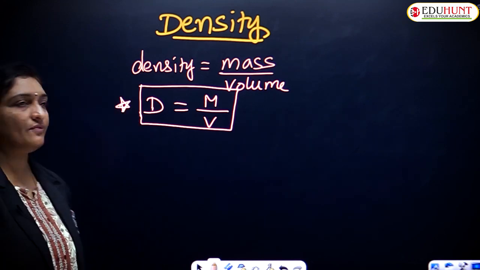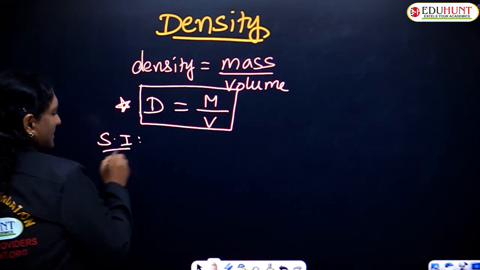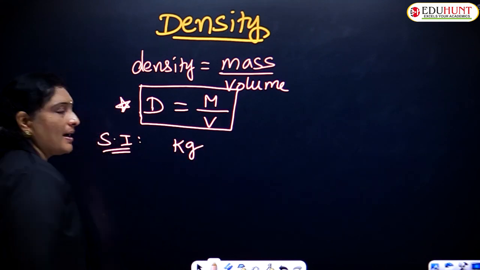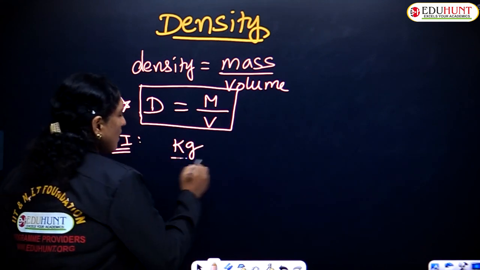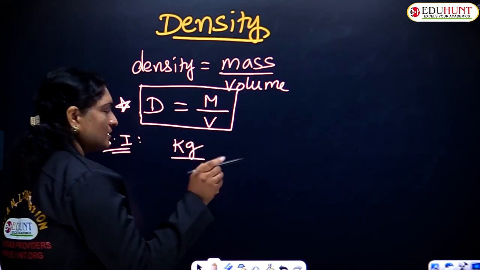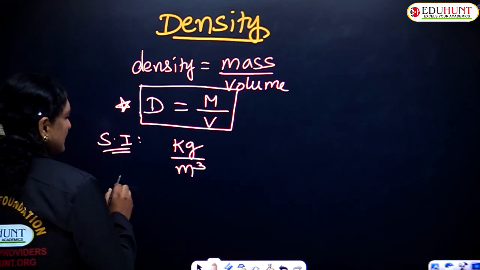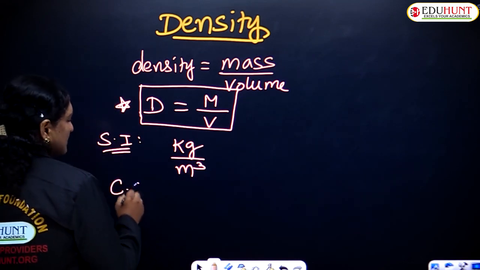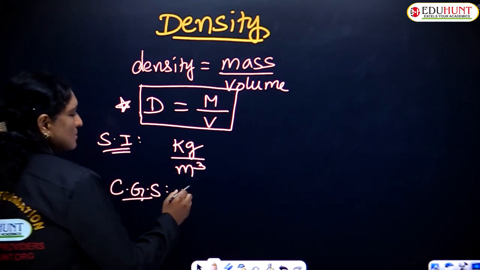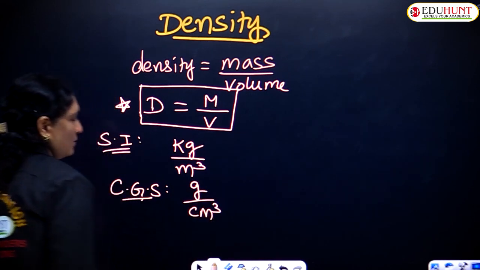Moving to the units of density. The SI unit of mass is kilogram, and volume is length into breadth into height, meter into meter into meter, that is meter cube. So, the SI unit of density is kg per meter cube, whereas the CGS unit of density is, instead of kg, grams, and instead of meter, centimeter cube.